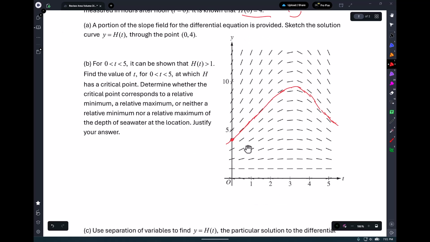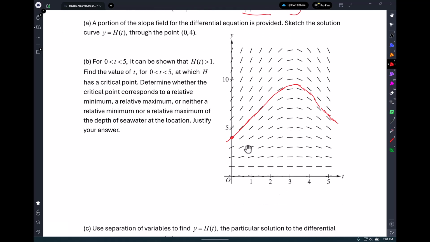Yeah, all right, here we go. Letter B. Between 0 and 5, it can be shown that h of t is greater than 1. Find the value of t between 0 and 5 at which h has a critical point. Determine whether the critical point corresponds to a relative min, relative max, or neither a relative min or max of the depth of the seawater at the location. Justify your answer. Well, I can already tell you guys, look at this curve. It looks pretty close to 3, not quite at 3, but pretty close to 3. I'm going to have a max.